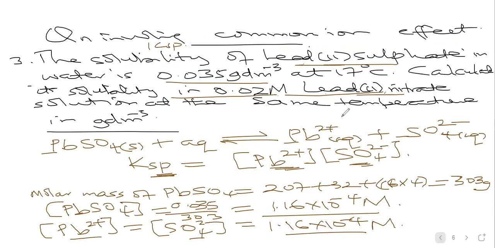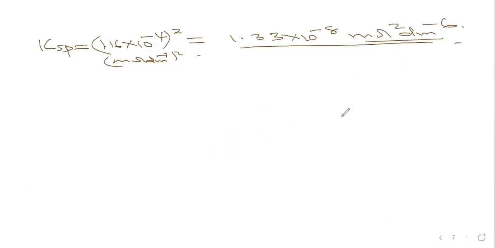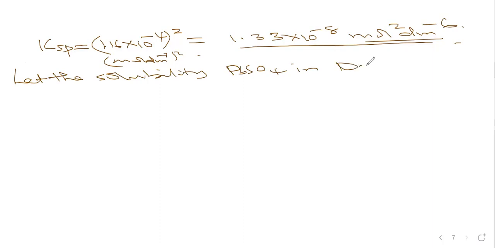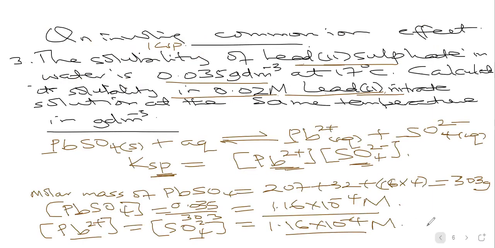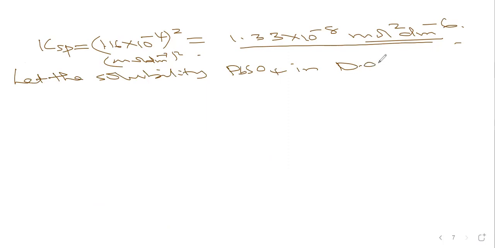Yes, teacher. Okay. Now let's say we want the solubility. Let the solubility of lead 2 sulfate in 0.02 molar lead 2 nitrate be Y moles per liter. That's what they want us to do.